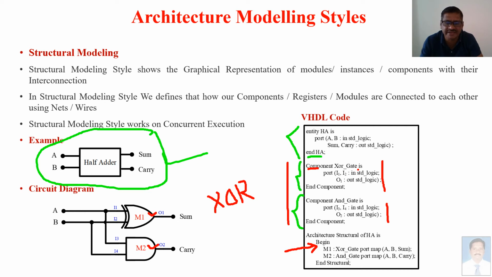XOR_gate is port. Here we have two inputs, I1, I2. Yes, I1, I2, two inputs. O1 is the output. This is one component we have defined. At the same time, we will define another component. This component is the AND gate. Again, AND cannot be the name of this entity or identifier. That's why I have used component AND_gate is port. We have I3, I4 and O2. I3, I4 are the inputs and O2 is the output. These are the declarations, that is component declaration.